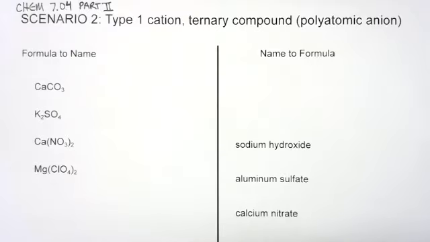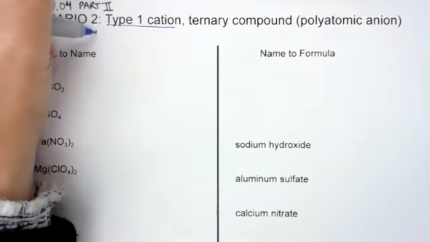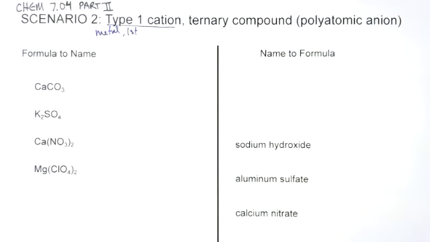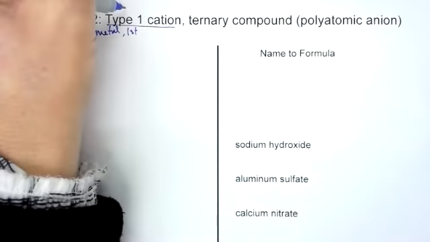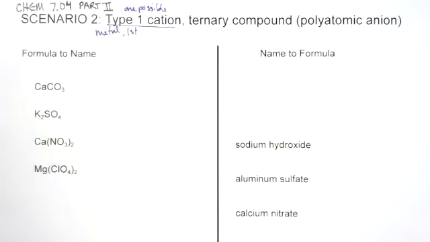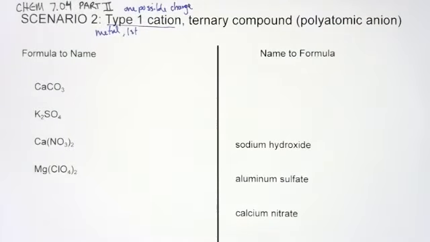So I decided to make this a part 1, part 2. What we're doing is 7.04, and everything in 7.04 is a type 1 cation. Remember we said a type 1 cation is a cation, which is also a metal. They come first, cations do. And type 1 means it has only one possible charge. So we're going to put all of the type 1 cation compounds together.